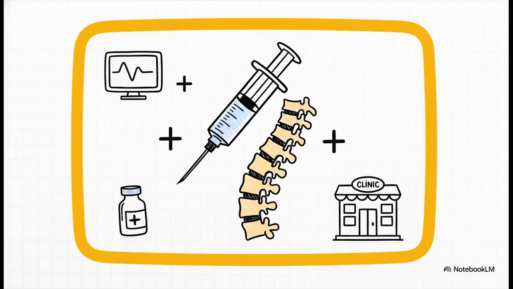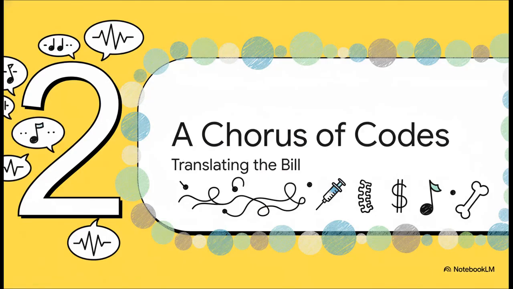And here it is. This is the single most important idea to get your head around. Your bill isn't just for the procedure itself, it's also describing the context. You know, how the needle was guided, what meds were used, and even where it all happened. The moment you understand this procedure plus context idea, the whole bill starts to click into place.